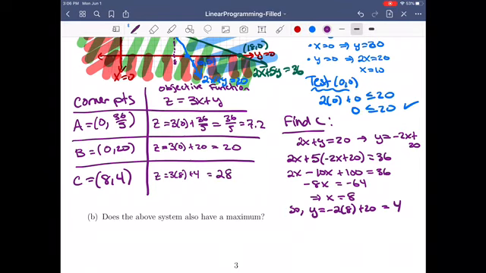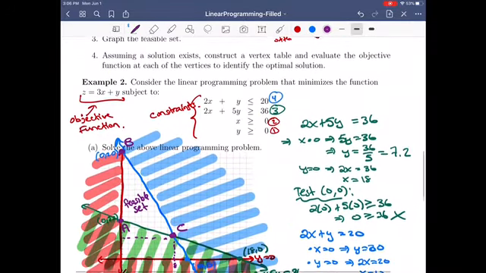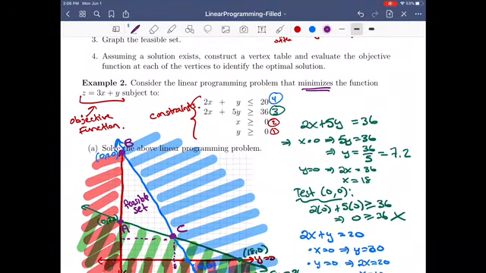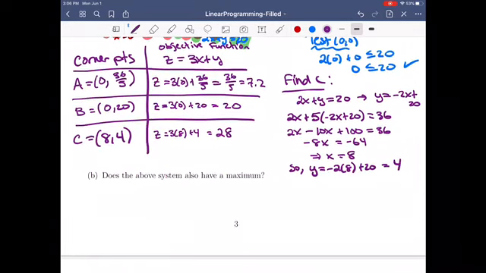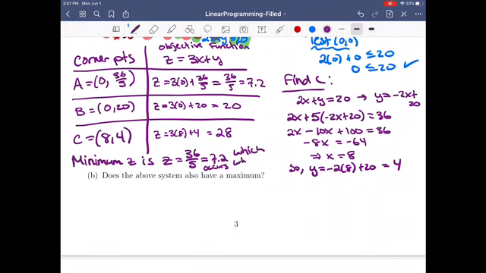So we wanted to minimize z. So the smallest z, minimum z, is z equals 36 over 5, or 7.2, which occurs when x is 0 and y is 7.2. So that would be our final answer.